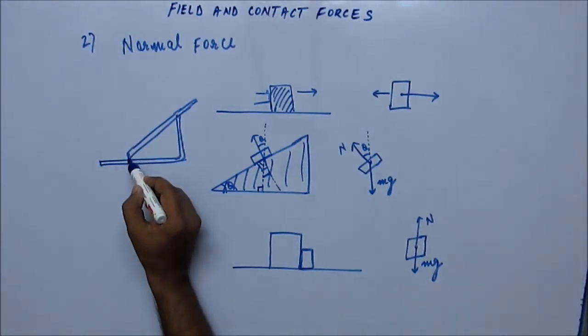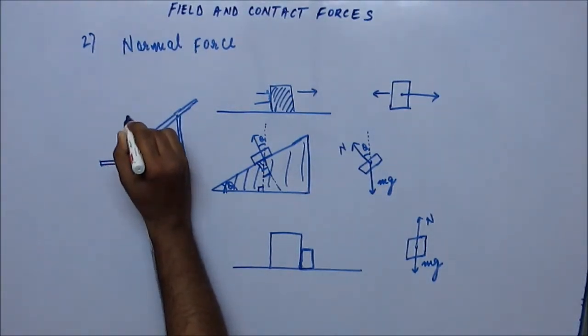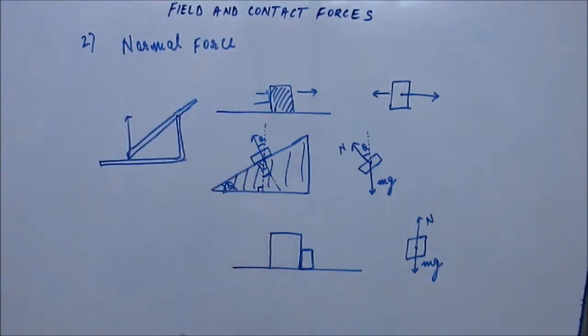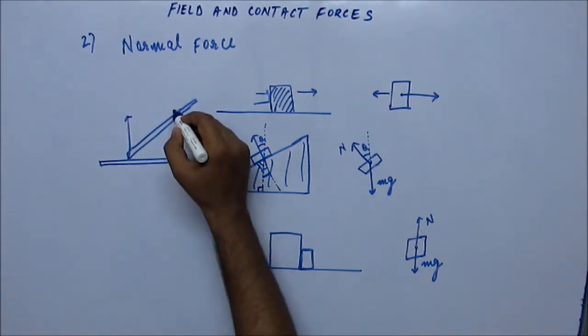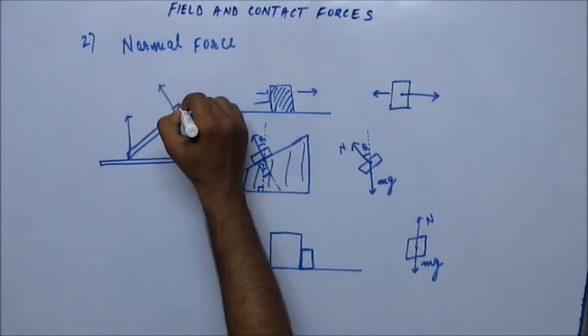But for now, if we have to draw the normal force at this contact, it will be perpendicular to the extended surface. It will be perpendicular to this surface. At this point, if we have to draw the normal force, it will be perpendicular to the extended surface. It will be perpendicular to this surface.